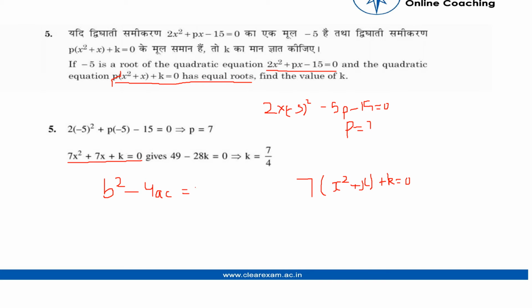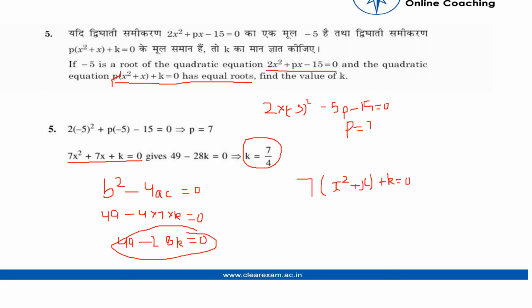Here b equals to 1. So 1 square equals to 1 minus 4 into a is 7 and c is k here. That is 1 minus 28k should be equals to 0. So on solving this equation, we get the value of k equals to 1 by 28. So the correct answer for the value of k equals to 1 by 28.